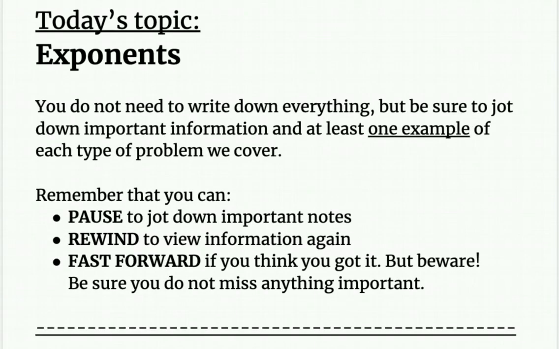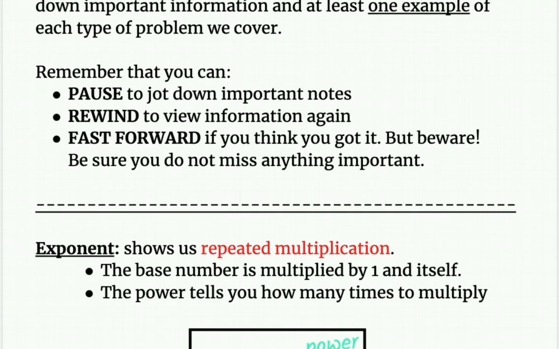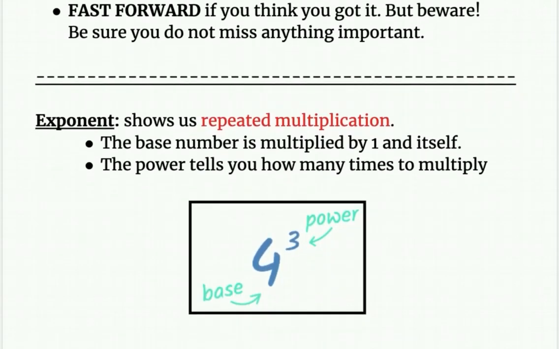So let's start off and talk about what exponents are first. Exponents show us repeated multiplication. That's in red because it's very important. The exponent is composed of two different parts. We have the base number, so in this case it's the 4. It looks like a normal number. And the base number is later going to be multiplied by 1 and itself. The power is on the top right hand corner and it's a smaller size number. It tells you how many times you're actually going to multiply. So go ahead and pause this video and jot this down first, and we're going to go over some examples.